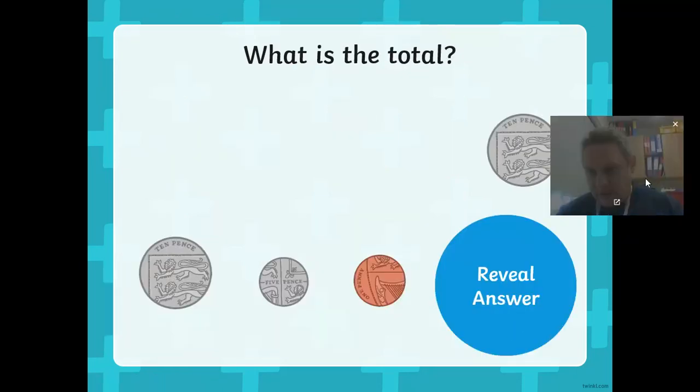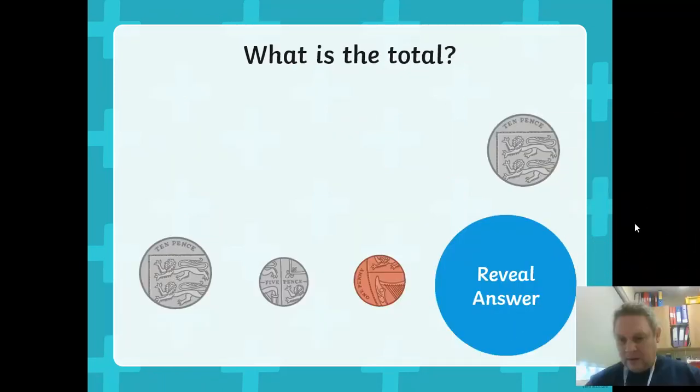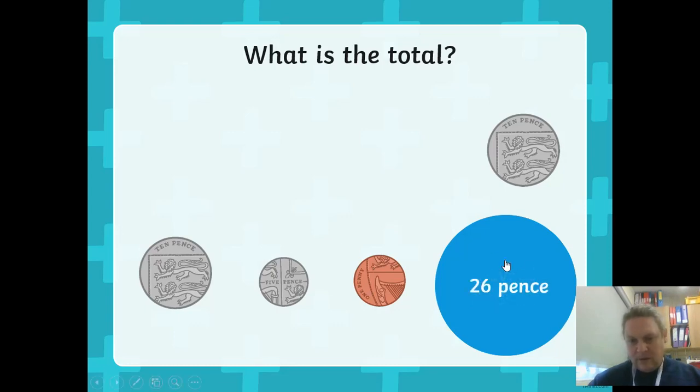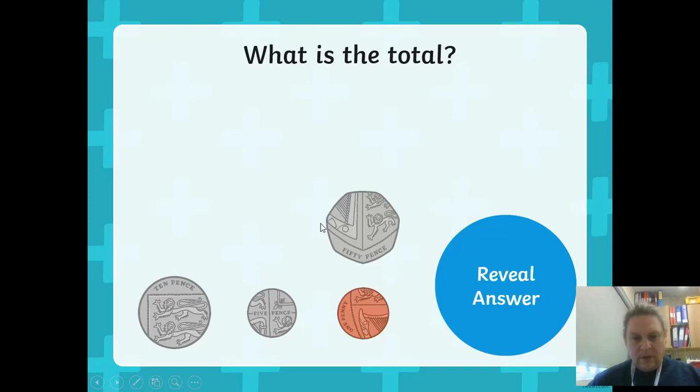All right, we're going to have a look at a few of these, see if you can work these out quickly in your head, okay? So again, starting with the biggest coins, adding the next biggest, and then the next smallest, I should say. So we've got 10p. We're going to start with that because that's the biggest. We've got another 10p to get us 20p, 25, 26p. Okay. All right, next one, 50p is our biggest, plus the 10p, plus the 5p, plus the 1p. So 50, 60, 65, 66.